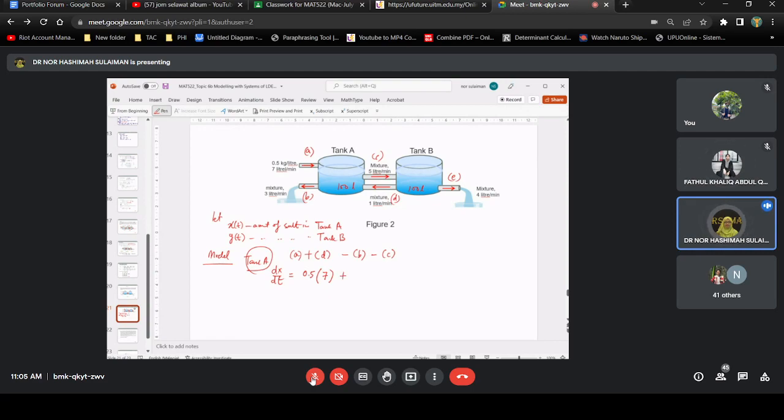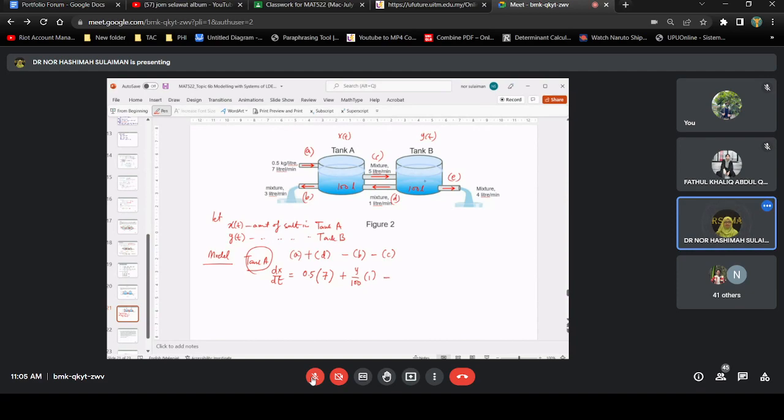Okay, focus on D yang masuk. Ni mixture. The mixture comes from where? From tank B kan? Kalau from tank A ni kita ada X of T, yang ini adalah Y of T. So what will be the concentration of the solution from tank B into tank A? What is the concentration? Anyone? Khalid? 1/100. Y over 100 multiplied by what? 1. Okay, you are right.